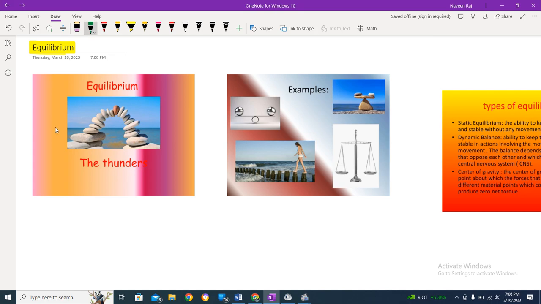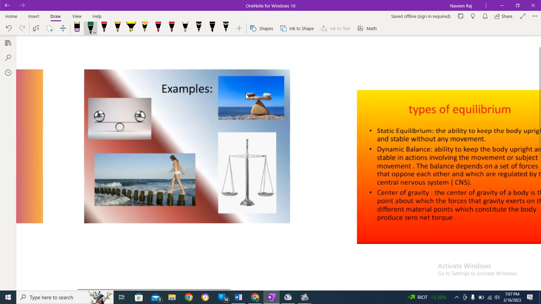Here we've got some rocks, and they are placed in a sensitive position, but they are not falling because there is some sort of balance, some conditions under which they are placed. That is all due to equilibrium. Let's move forward.